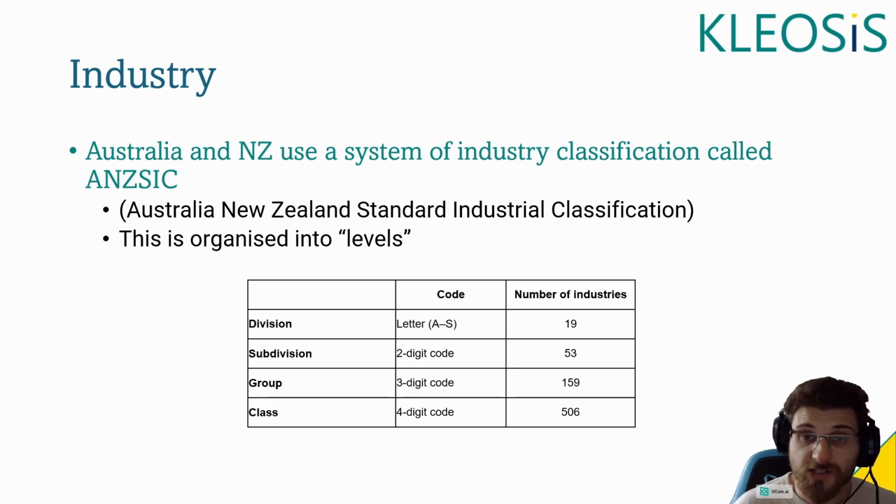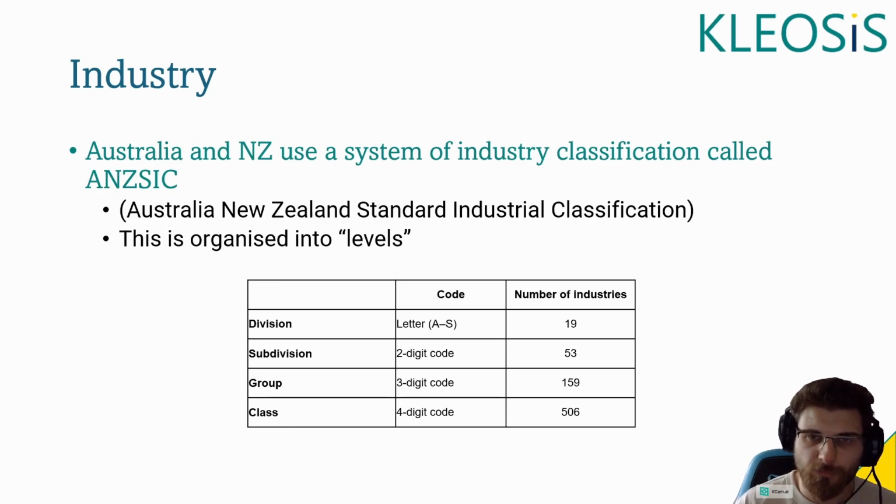And that's organised into levels. These levels start very broad, and then they get really detailed. So we'll start with division. They use just one letter. So I know that A is agriculture. And that's agriculture, manufacturing, finance, really broad categories.